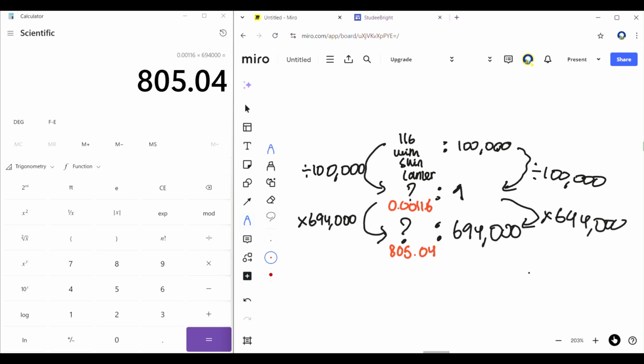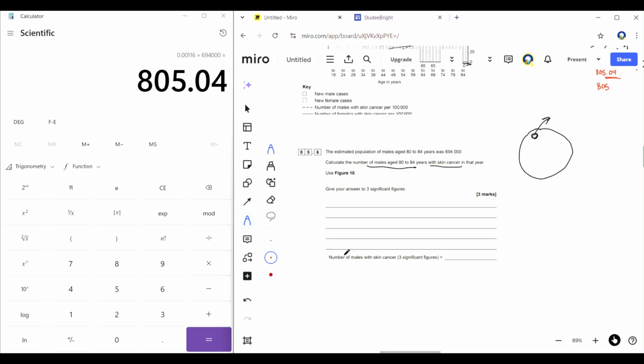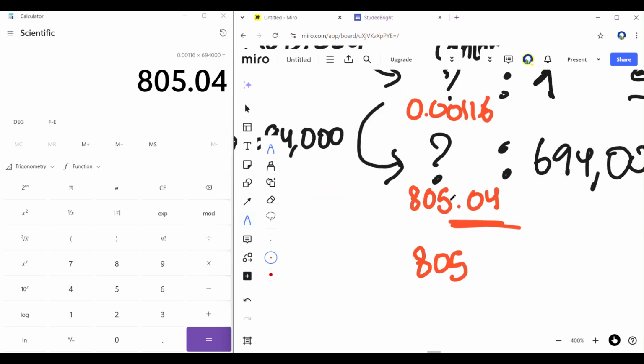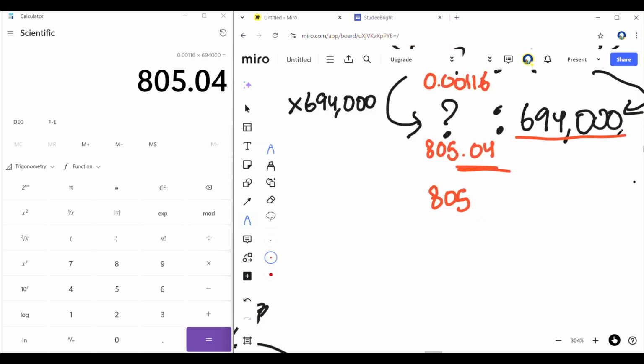That is 805.04. Okay, can you have 805.04 people? No, you cannot. You can only have 805 people. We do not round that up because of that 0 there, so we just put that, and that is what they've asked us to do in the question anyway. They've asked us to give the answer to 3 significant figures. So you go up to 3, 1, 2, and 3, and then that is 0, so we'll just keep that as 805. So that is 805 people out of that population who will have skin cancer.